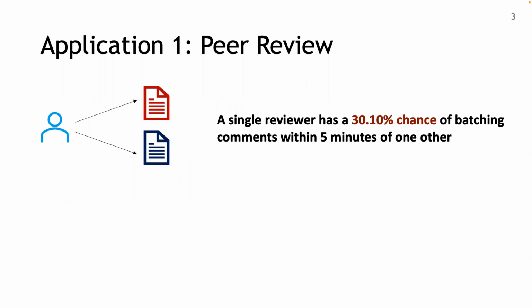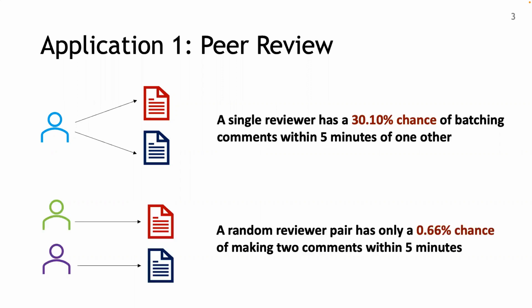So if you look at the probability that a single reviewer who makes multiple comments does so within 5 minutes of each other, the probability that a pair of comments appears within 5 minutes of each other, given that they're from the same reviewer, is 30.1% at this conference. As a baseline, if you were to take a random pair of reviewers at this conference and see if they made any two comments within 5 minutes of each other throughout the entire review period, there's only a 0.66% chance that this happens. So how might you interpret this in practice if you were me and that meme?